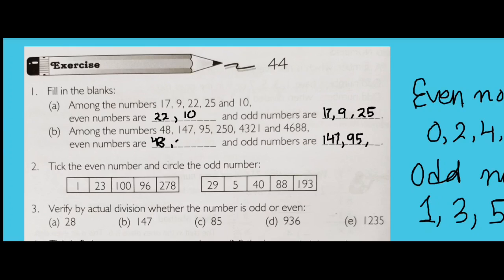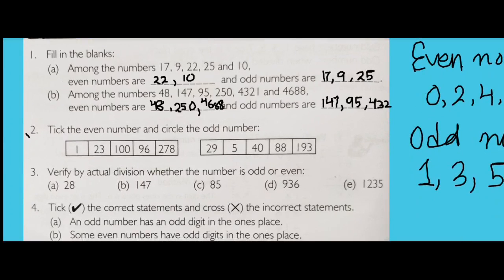250 is an even number because it is ending with 0, right? 4321 is an odd number because it is ending with 1. And 4688 is an even number because it is ending with 8. Okay children, so hope you have understood even and odd numbers.